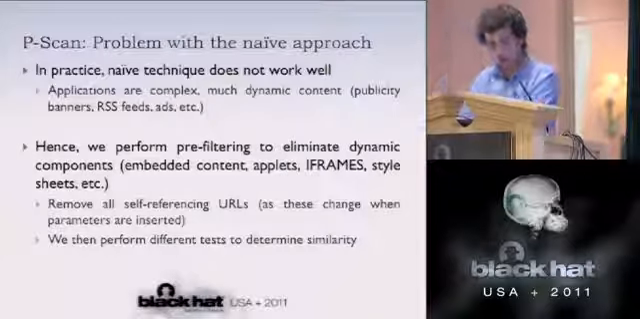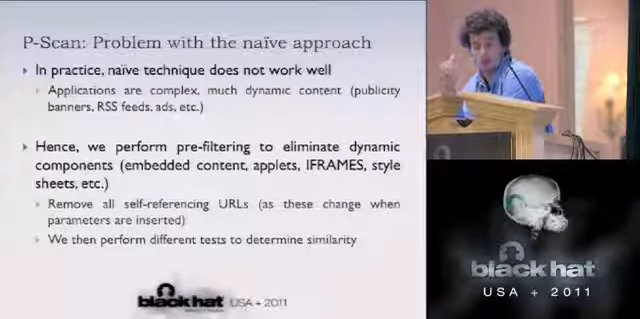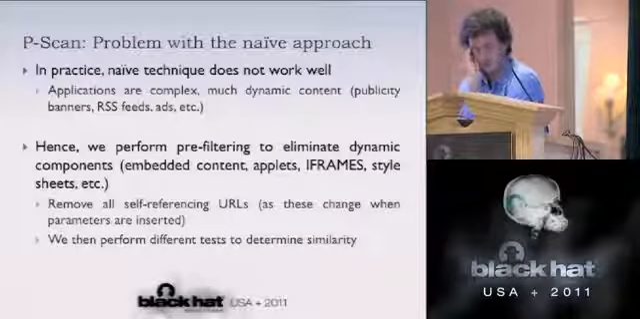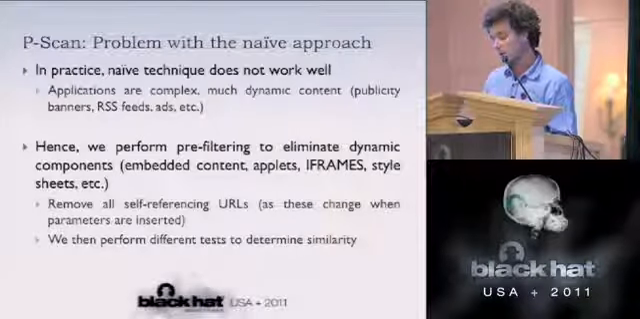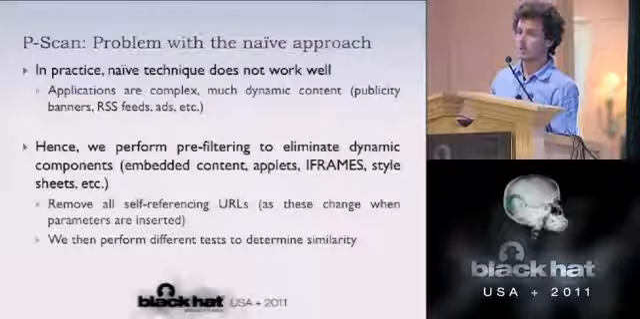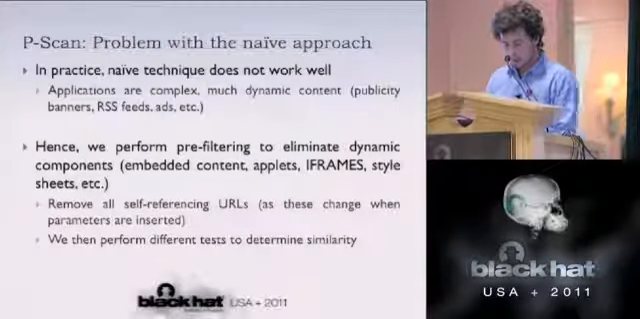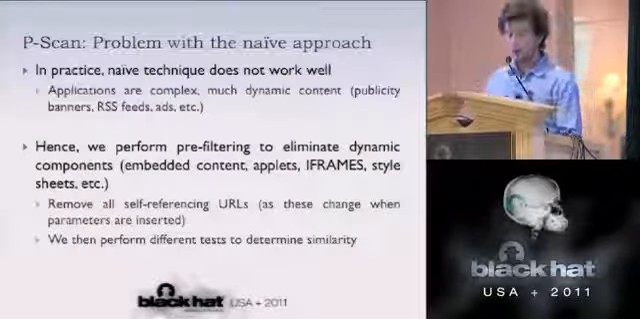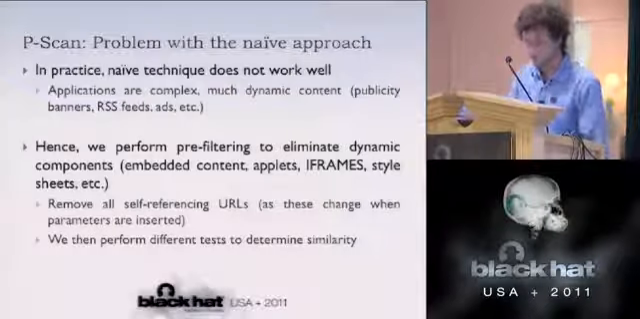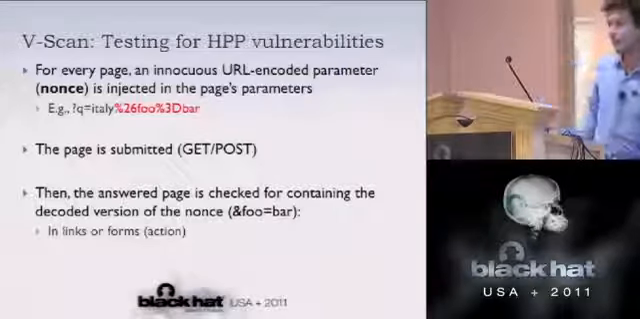So what we did, we tried to remove all these dynamic components, like embedded content such as Flash, applets, iframes, style sheets, and so on. And then we used some mathematical heuristic, I won't go into detail, to check how similar the pages are. In the paper you have more detail if you're interested in how it works. So this is how pscan works and how we are able to see whether the precedence is on the first parameter or the second. Then we have a second component, the one for the vulnerability.